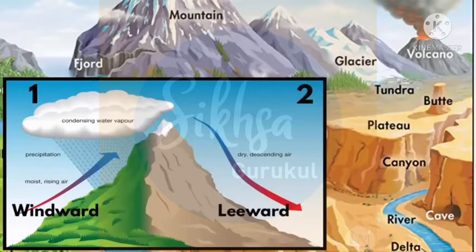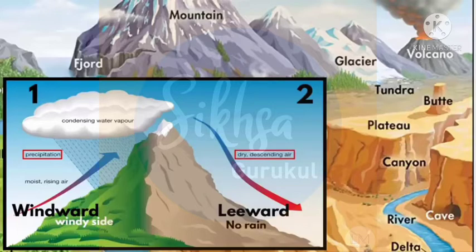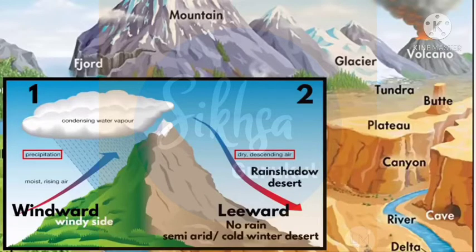By looking at the name, you can easily figure out that windward means the side of the mountain which faces a lot of wind. As a result, rainfall occurs. And leeward side is the opposite side, where it is dry and there is no wind. That means there is very little or no rainfall at all on the leeward side of a mountain. So these semi-arid and cold winter deserts are found on the leeward side of a mountain, which are also known as rain shadow deserts. When moisture hits a mountain range, it is forced to rise.